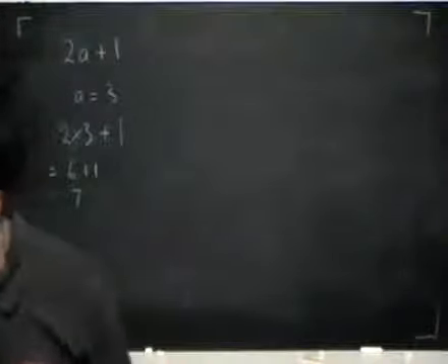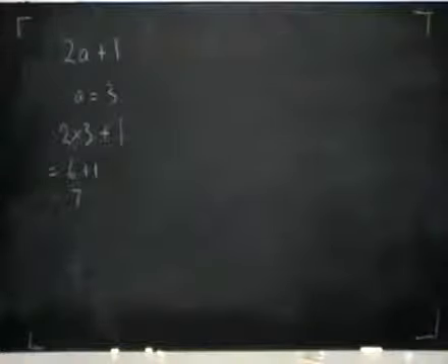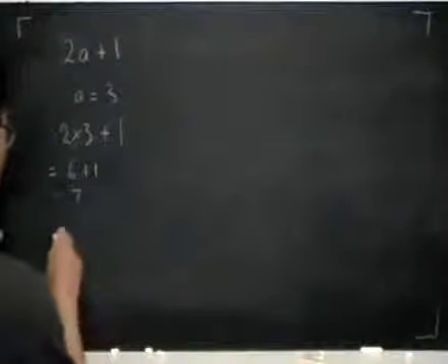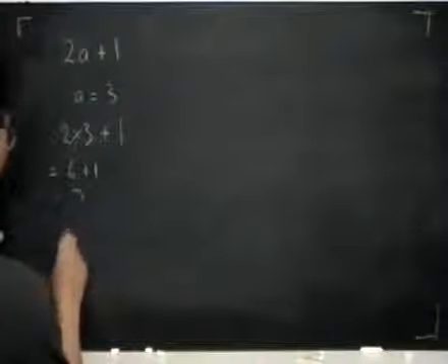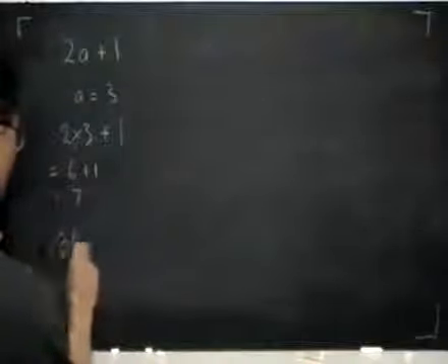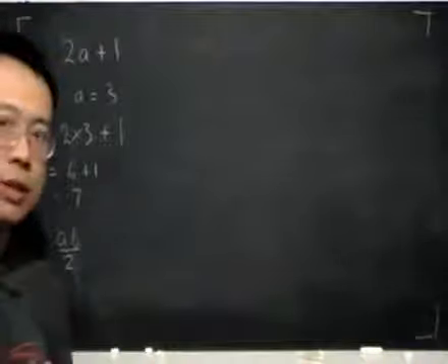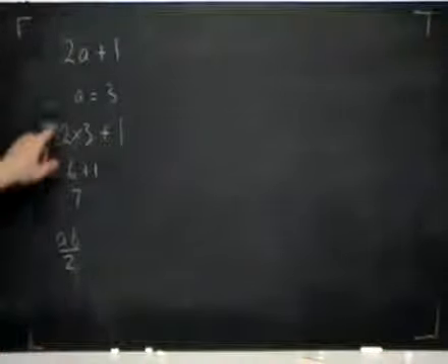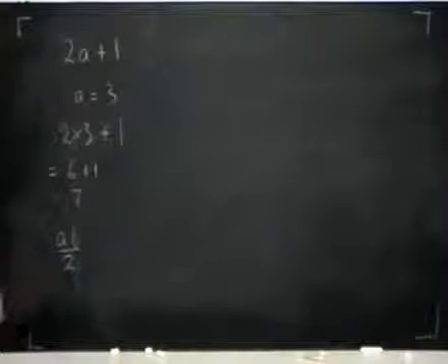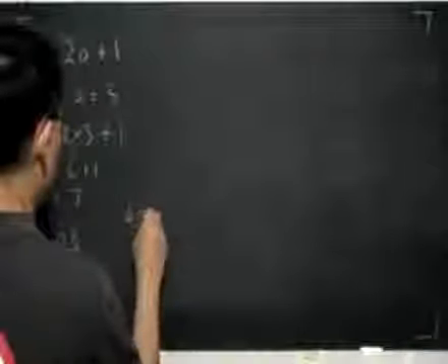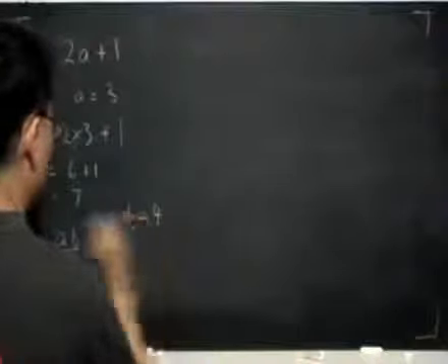Let's look at another example. Suppose we have another symbol here, a b over 2. Suppose we have this expression, and suppose that a is still equal to 3 and that b, let's say b here, is equal to 4.